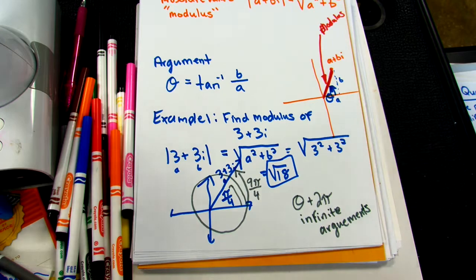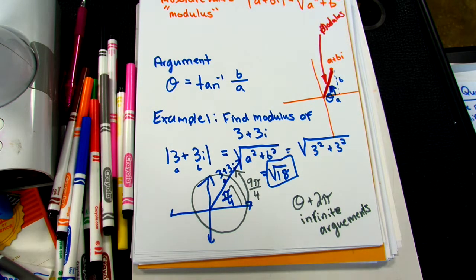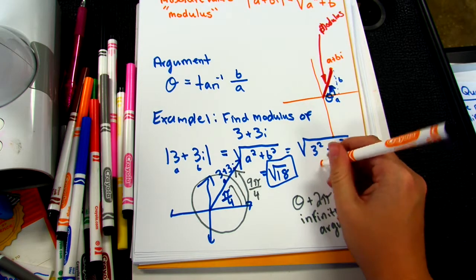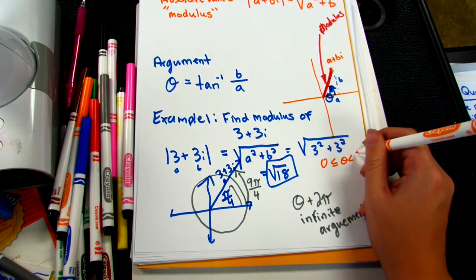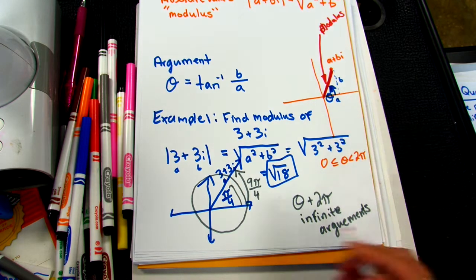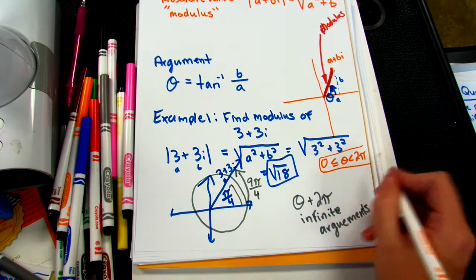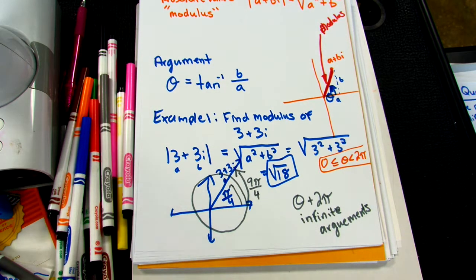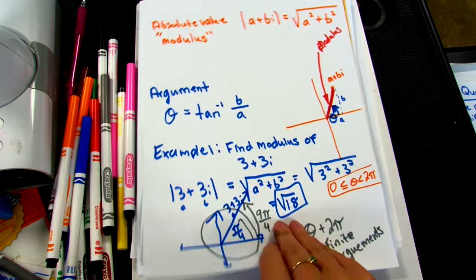But for the sake of our sanity, we are going to limit our arguments to between 0 and 2 pi. So it couldn't be 9 pi over 4, because we have the interval between 0 and 2 pi. That's what's going to help us define the exact argument. Okay, so let's talk about something else.